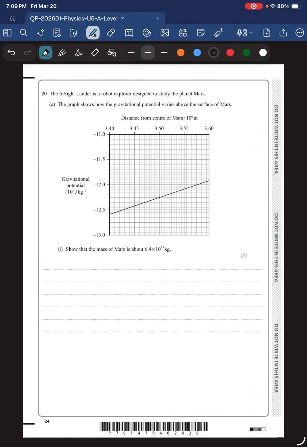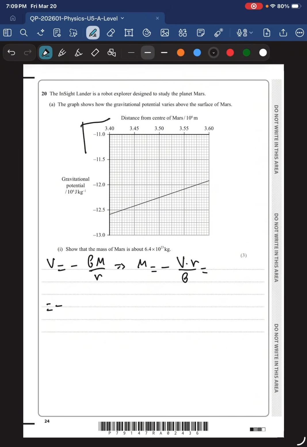So, all right, distance from center of Mars and then gravitational potential. I'm talking about this graph over here. I show that the mass of Mars is about 6.4 times 10 to the 23 kilograms. Okay, how are we going to do this? We can use values from the graph. So we can use V is equal to minus GM over R. So M is minus V times R over G.